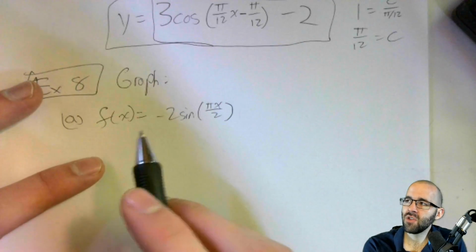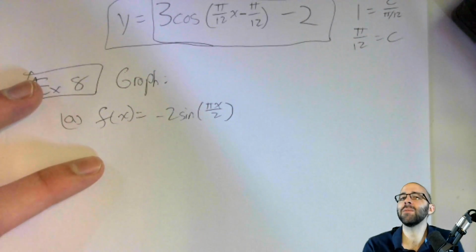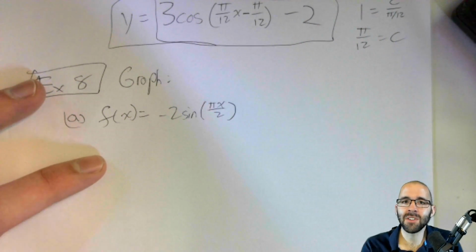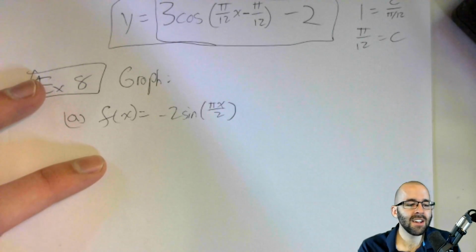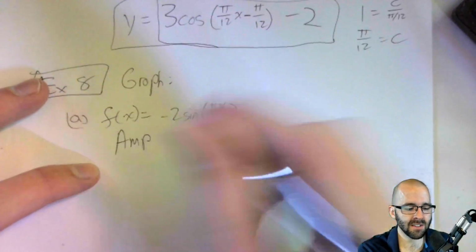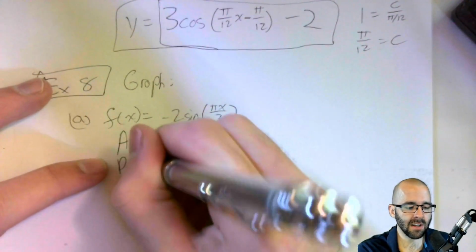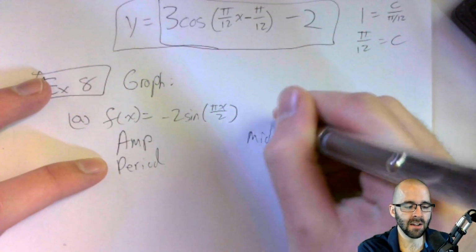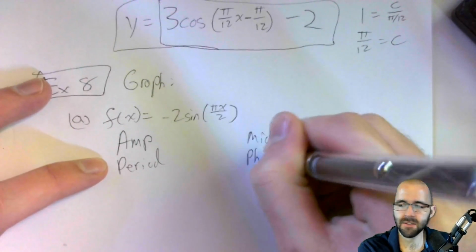So when you're graphing this, just like before, every single problem in this section, you want to find the amplitude, the midline, the period, the phase shift. If you can do that, it makes your life much, much easier. So let's make a little list. Amplitude, period, midline, phase shift.